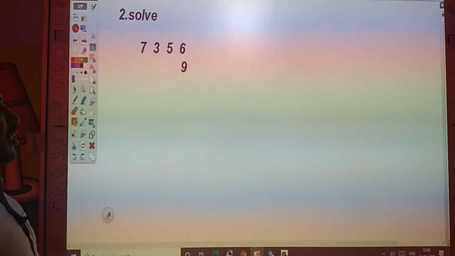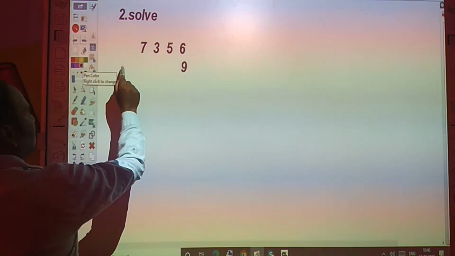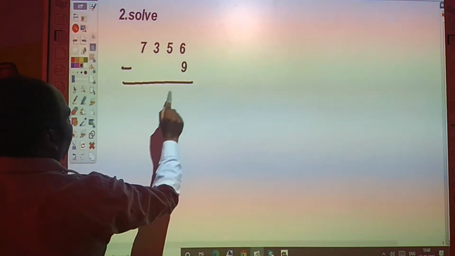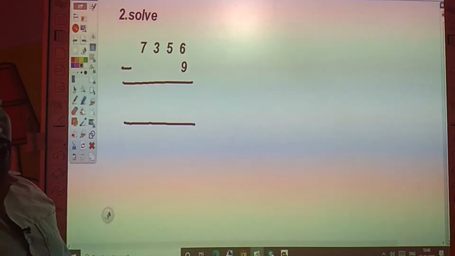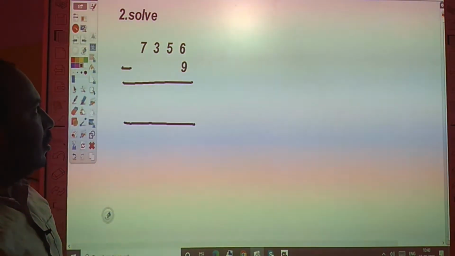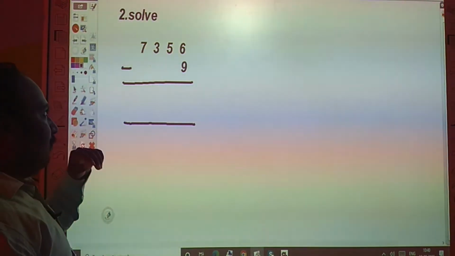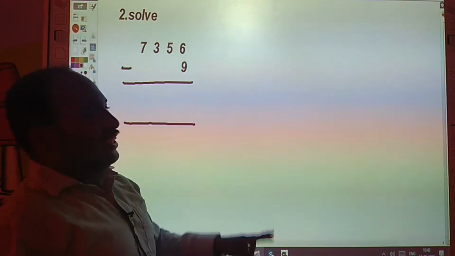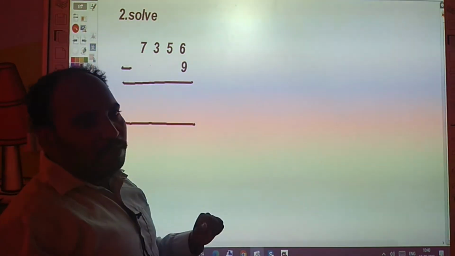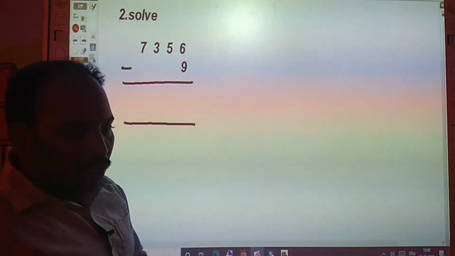The next one, it's also subtraction. Question number 2, solve. It is a borrow method, or regrouping method, because 6 is less than 9. 6 minus 9 is not possible because 6 is less than 9. So it is called the borrow method.